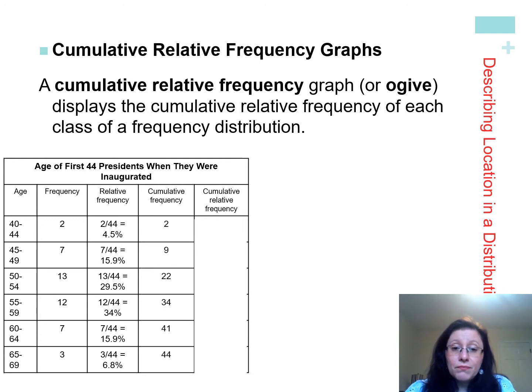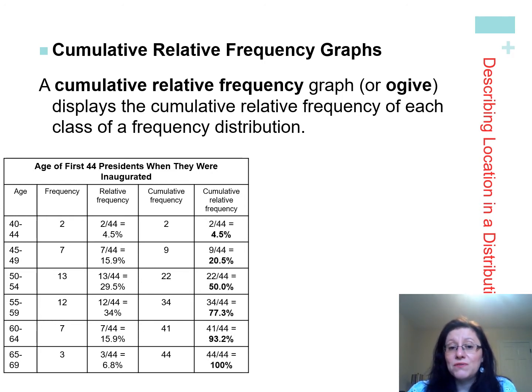Cumulative frequency means you keep adding the frequency as you go. So 40 to 44, there were 2 presidents inaugurated at that age, right? 45 to 49, it's 2 plus 7, which is 9 presidents. So it's basically how many presidents were that age or under, right? It's cumulative. And of course, cumulative relative frequency is going to make it into percentages. So you would divide cumulative frequency by 44.